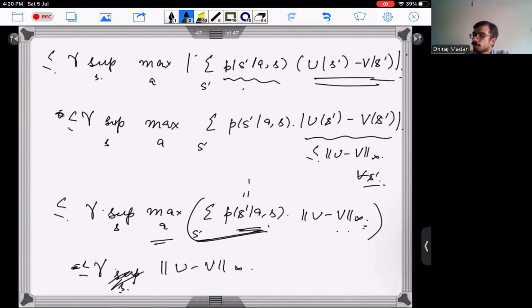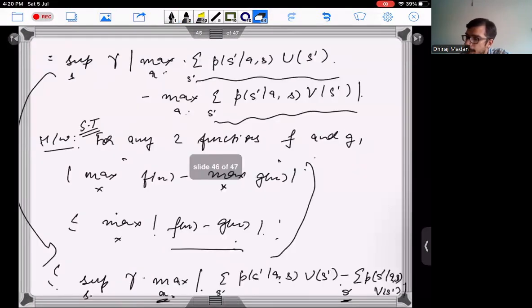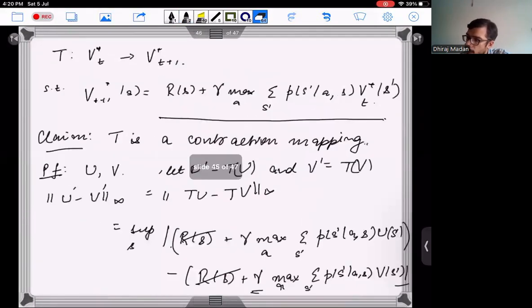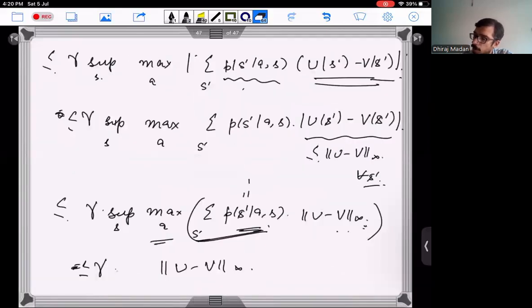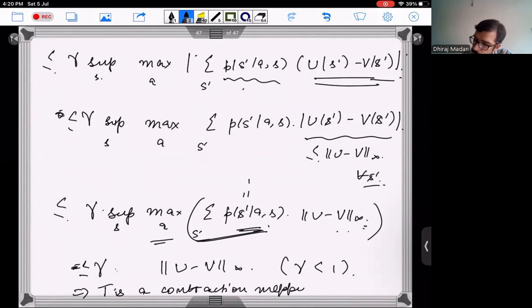So that's it. What we have shown is that for gamma less than 1, this is a contraction mapping, because the infinity norm of U prime minus V prime is less than or equal to gamma times the infinity norm of U minus V, where gamma is less than 1. So essentially, this is a contraction mapping for gamma less than 1.